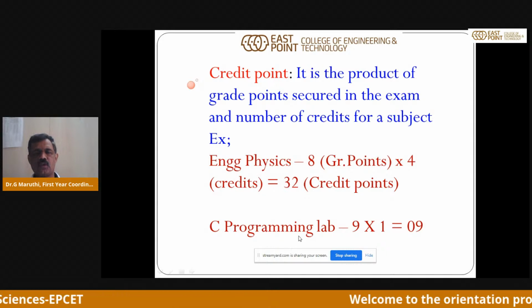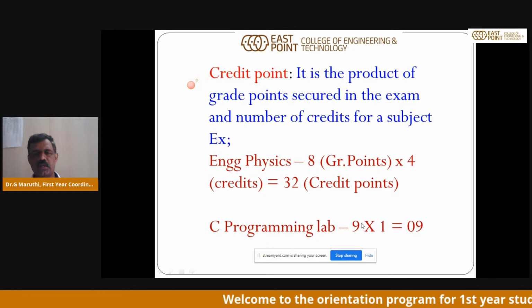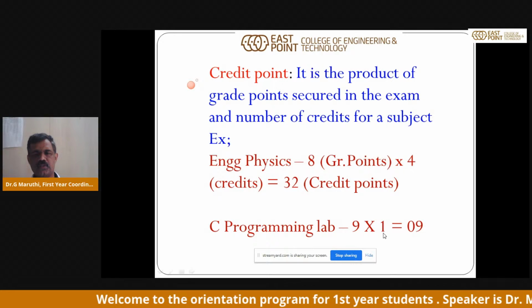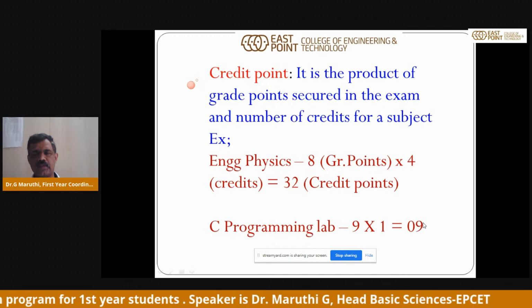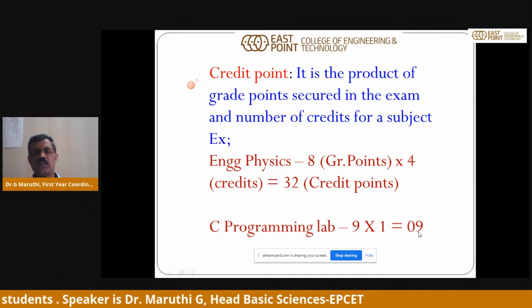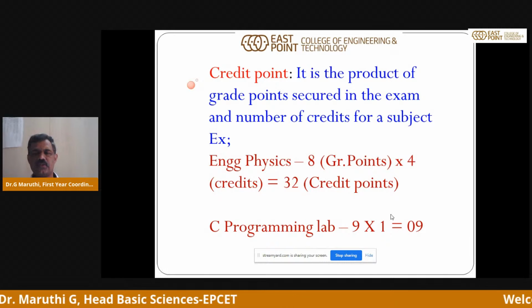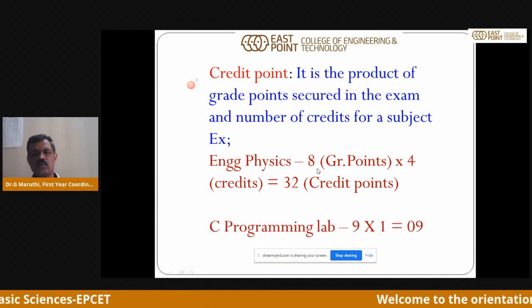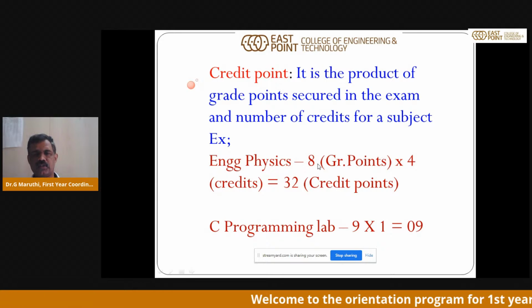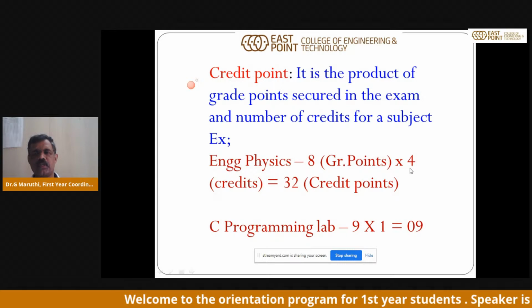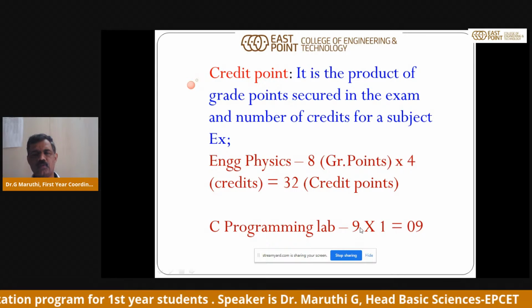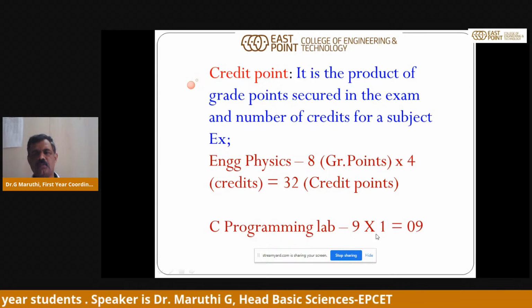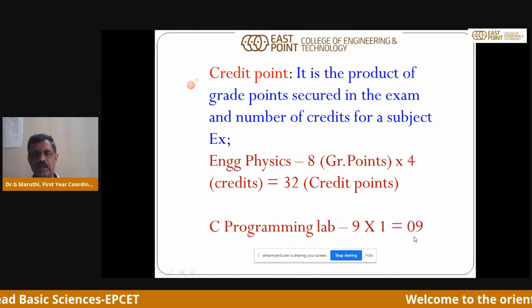Say for example, in the C programming lab, you got a grade points of 9, but it has got just 1 credit. Weightage of the subject is just 1. Therefore, 9 into 1 is just 9. So the credit points is 9. So here, one very important thing all of you should notice is, though the student has scored only 8 grade points in the engineering physics, because of 4 credits, he has got 32 credit points. But in the C programming lab, though he has scored 9 grade points, its weightage is just 1 credit. So therefore, the credit points he has scored is only 9.